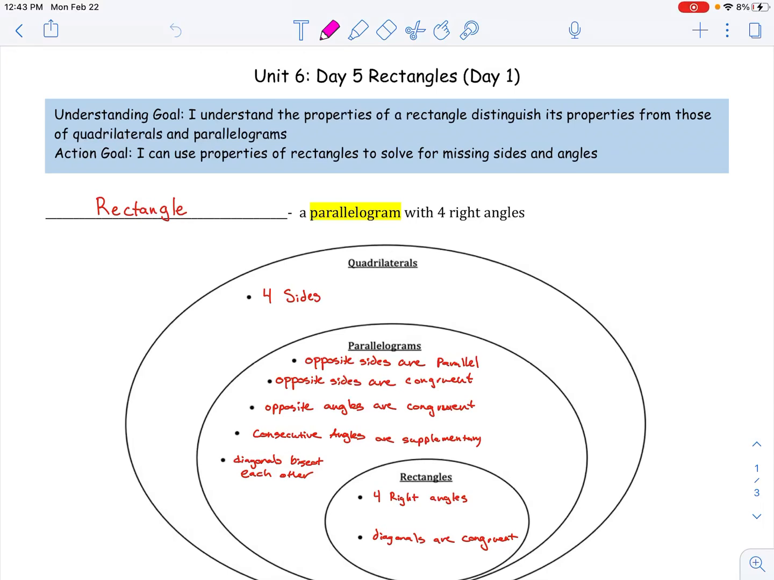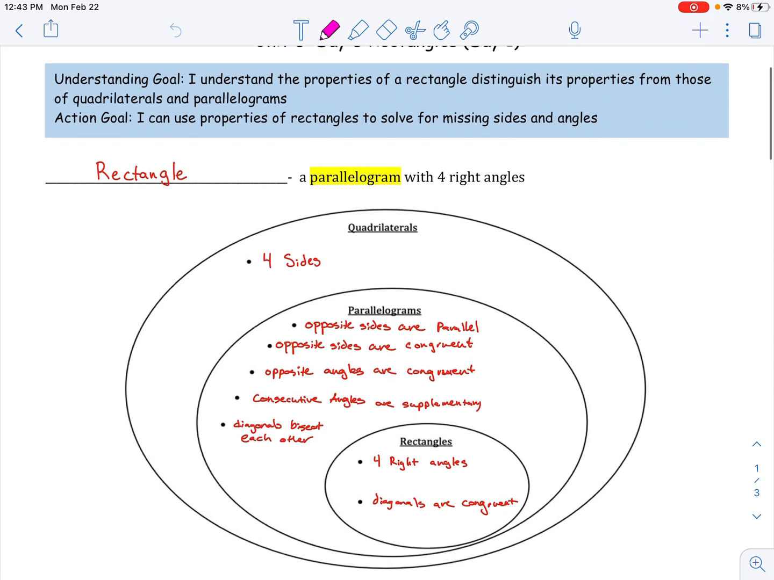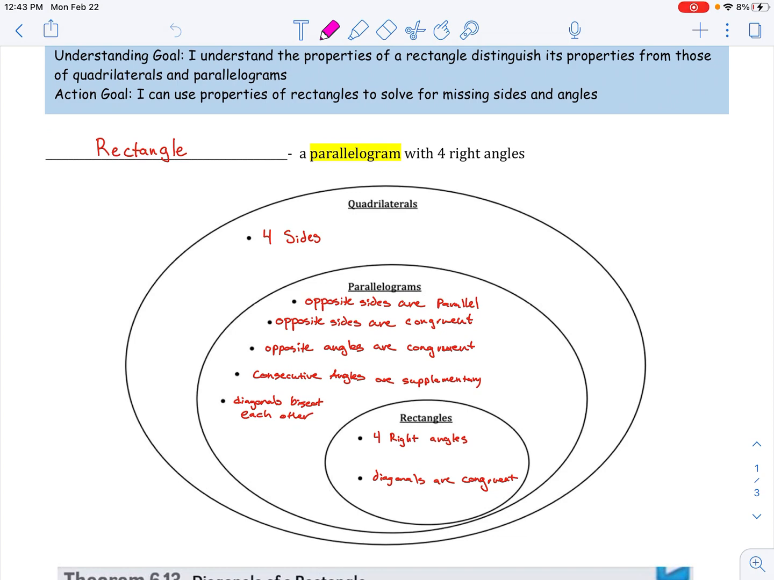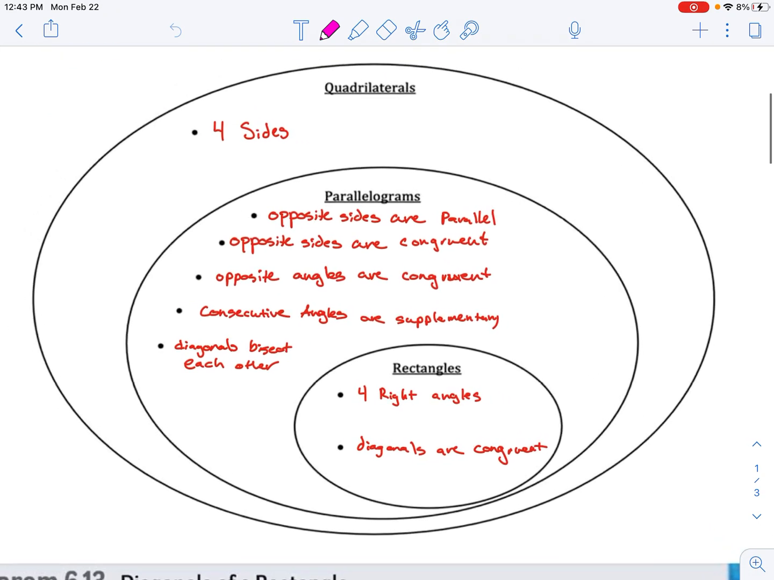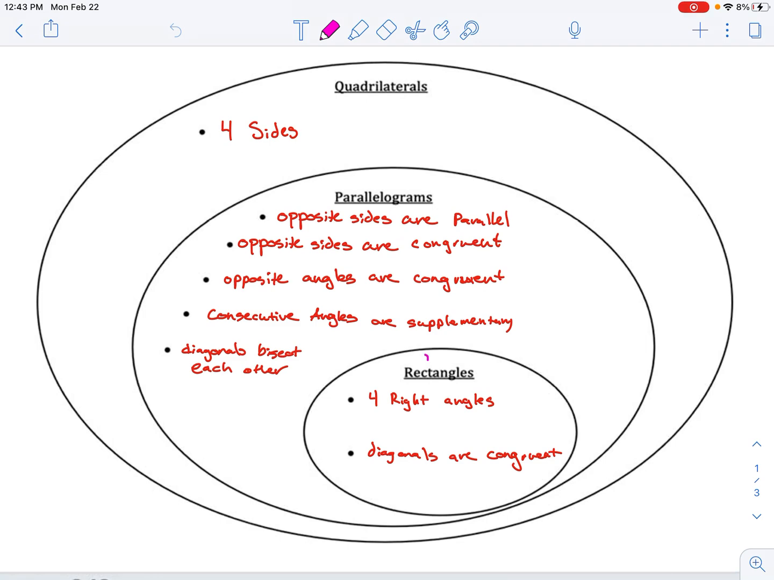So this is going to be a really quick video. This is Unit 6, Day 5, Rectangles, Day 1. I've already got a lot of this stuff written out for you, but basically we are going over rectangles, and as you can see here, rectangles are like a subset of parallelograms.